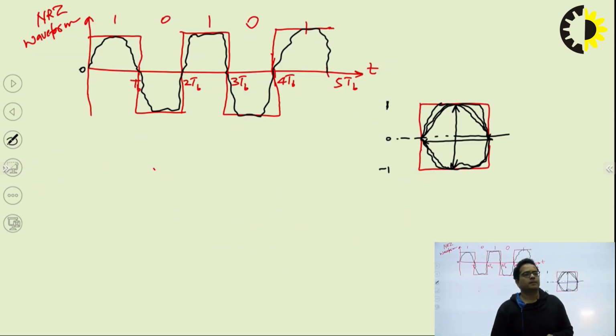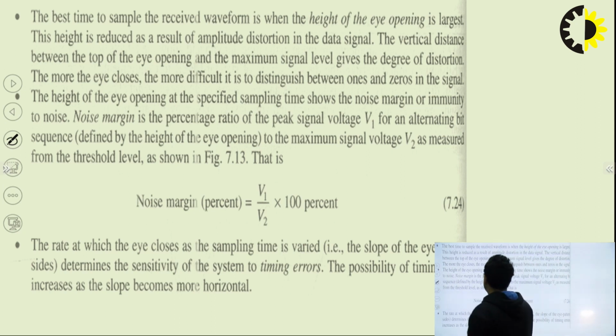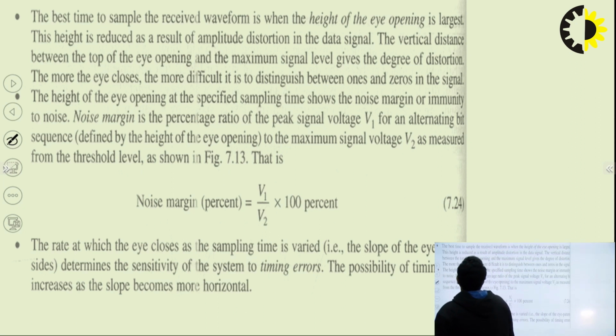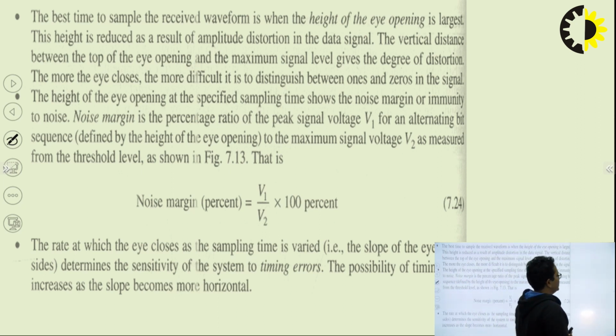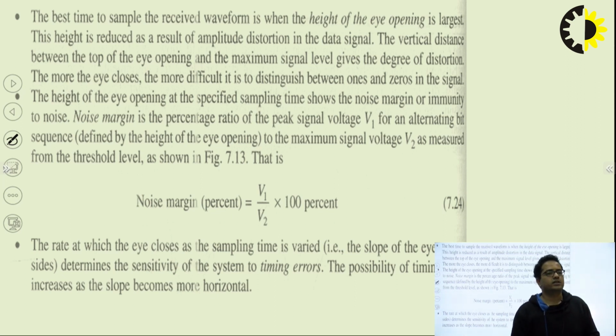Similarly, the best time to sample we have already understood. The time at which the opening of the eye is maximum is the best time to get the sample. So the best time to sample the received signal waveform is when the opening of the eye is largest. That means the height. This height is reduced as a result of amplitude distortion in the signal.